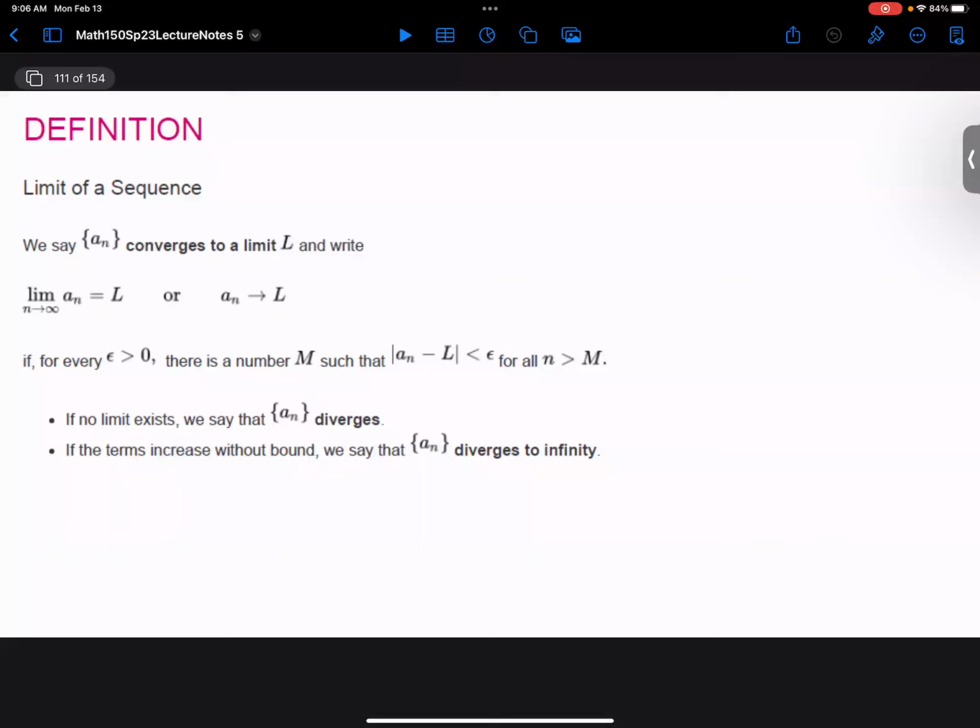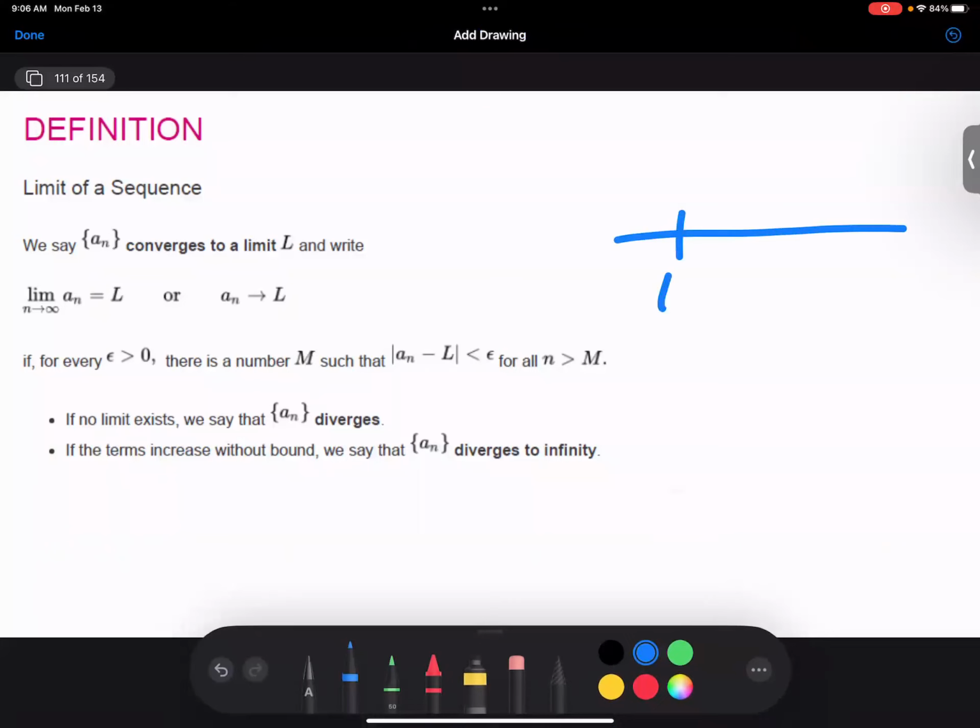Can a sequence have two different limits? Could you converge to L1 and L2? What do you think? No, because eventually I've got to be very close. And so if all the terms are really close to one, they can't be close to another. So the limit is unique. Right? You're not going to have two limits.